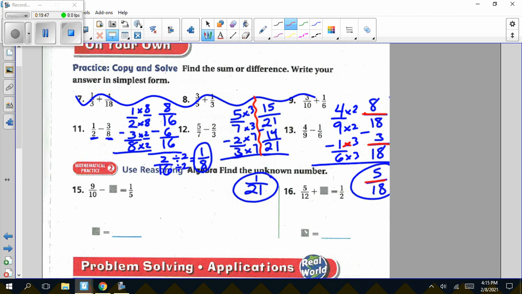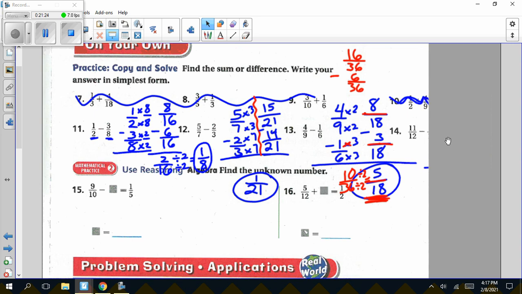Now some of you may have used 36, and you would have had something like this. 16 over 36 minus 6 over 36. And when you subtracted, you had 10/36, which is fine, but you have to put it into simplest form, and 2 would go into both of those numbers. If I divided both by 2, I would get back to 5/18. So putting that into simplest form.